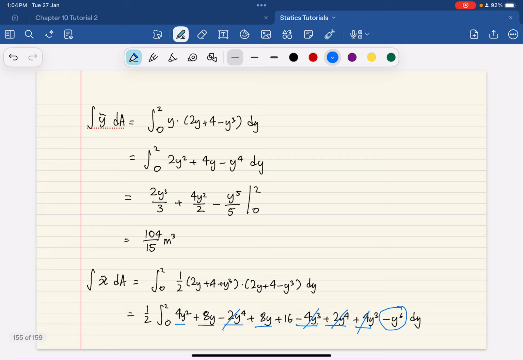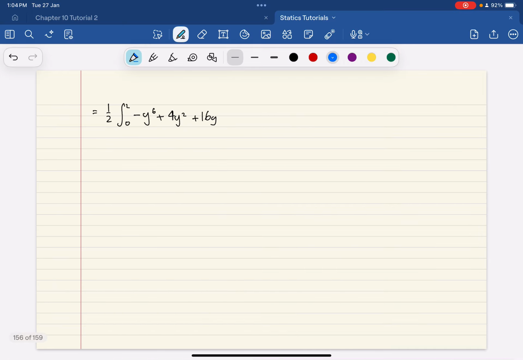And then we have 16 only, right? Plus 16. So yeah, that's about it. So plus 16 dy. So we just do the integration, so it becomes, this half is not a problem, negative y to the power 7 over 7 plus 4y cubed over 3 plus 16y squared over 2 plus 16y.